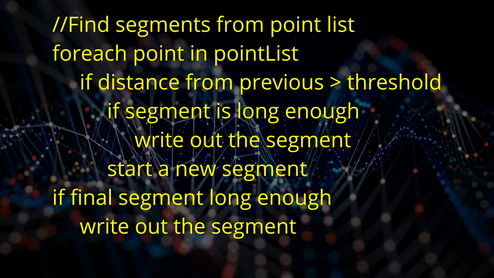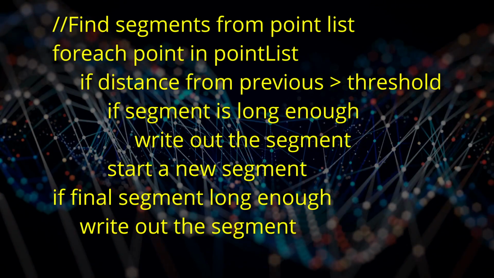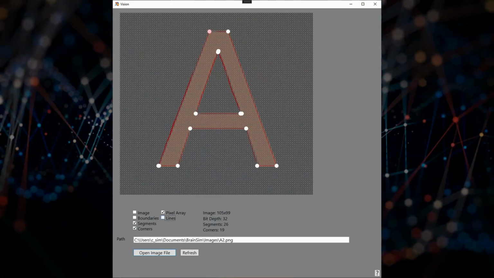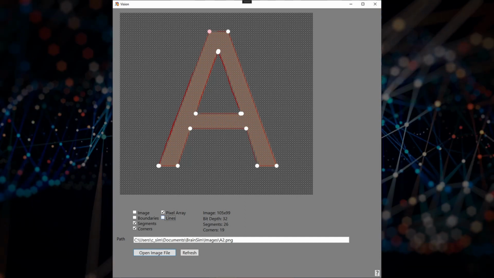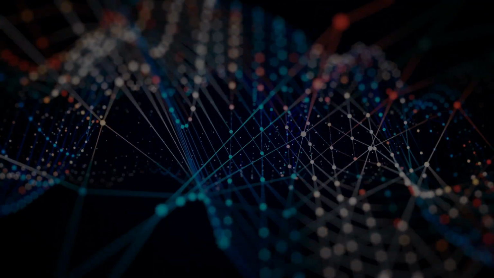A straightforward algorithm can step through each point list and find the contiguous points which represent a segment. Now, we can use some geometry to find the intersections between the segments which represent the corners we need for the rest of the object recognition process, which we'll cover in a future video.